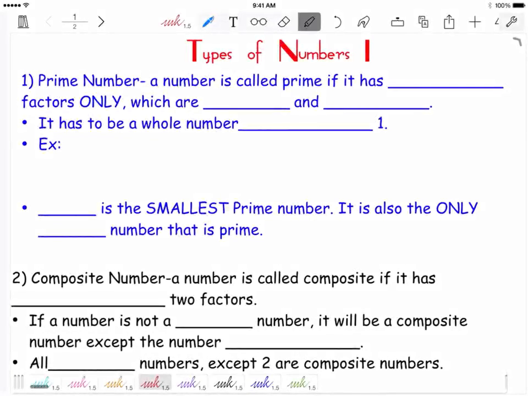Hi everyone! In this lesson, we will go over 6 vocabulary words about different types of numbers.